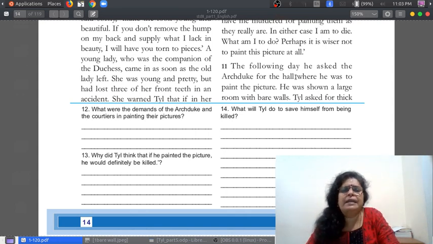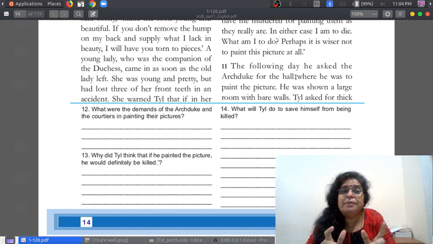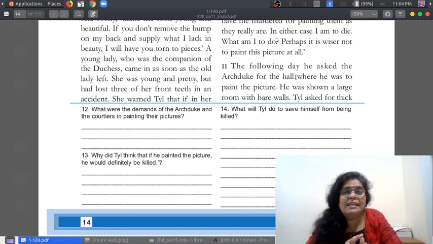Where do painters paint their pictures? On a canvas. But here, Till is going to paint the picture on a wall. Why? Can you guess why? Yes, it's a very big portrait with the Archduke, the Duchess and all the courtiers. So that's why Till is asking for a hall. Okay.